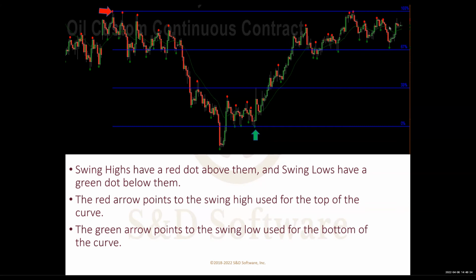So now we need to find the bottom of the curve. We again start with current price, working down and to the left without cutting through candles, and we are only looking at swing lows. So we look at this guy. He's got higher swing lows to his left, but not to his right. So he's disqualified.